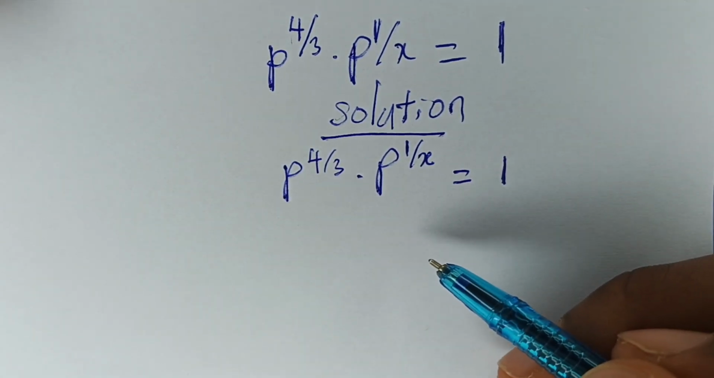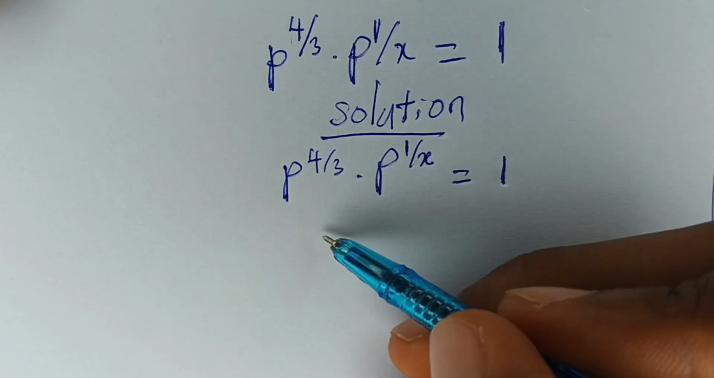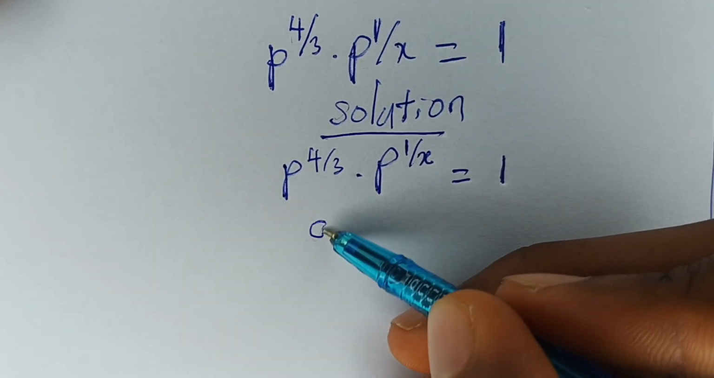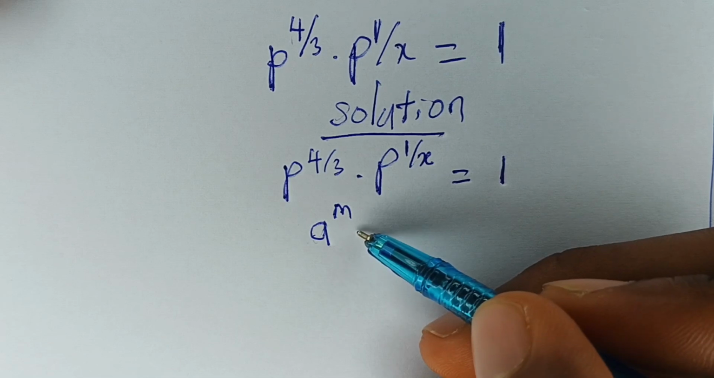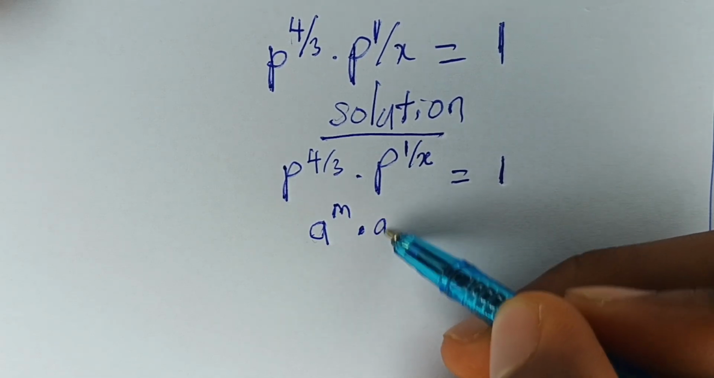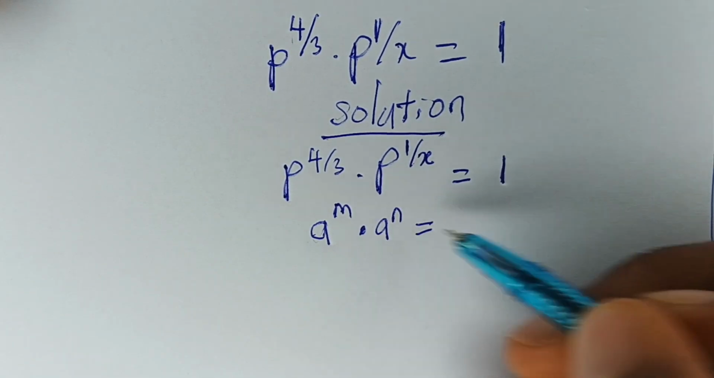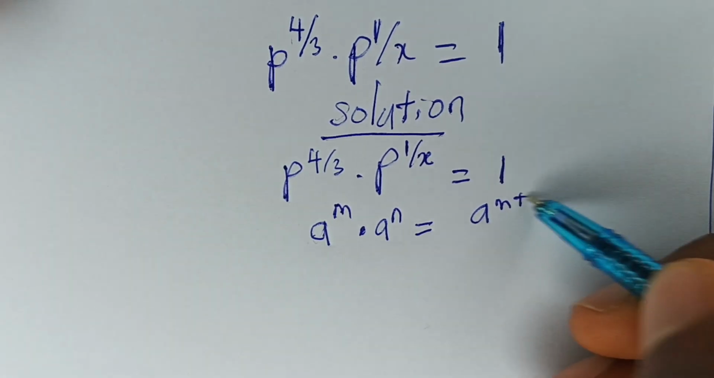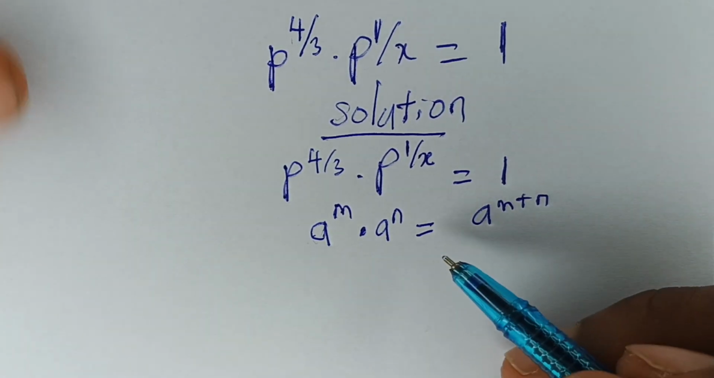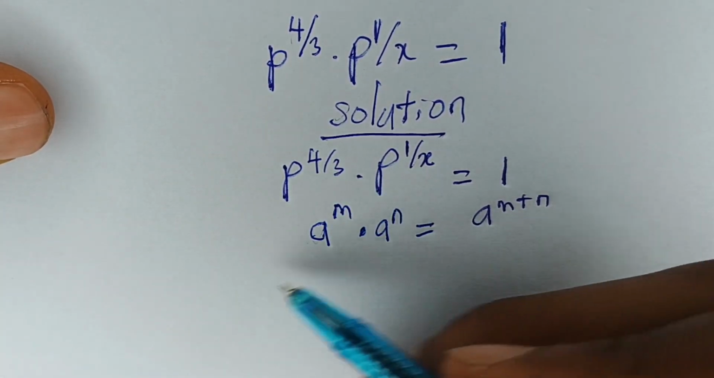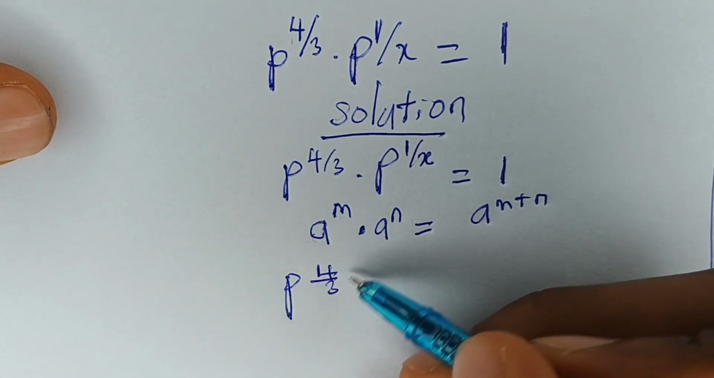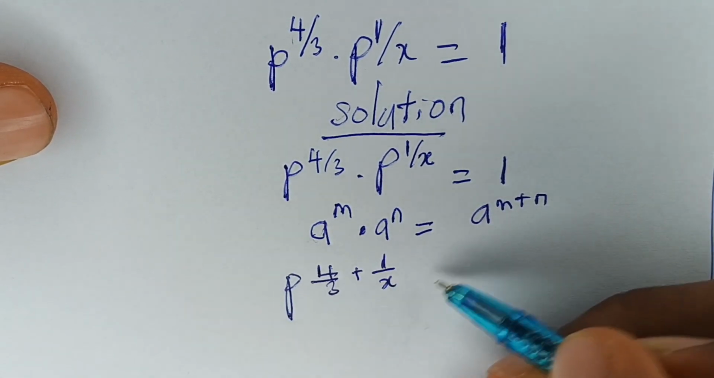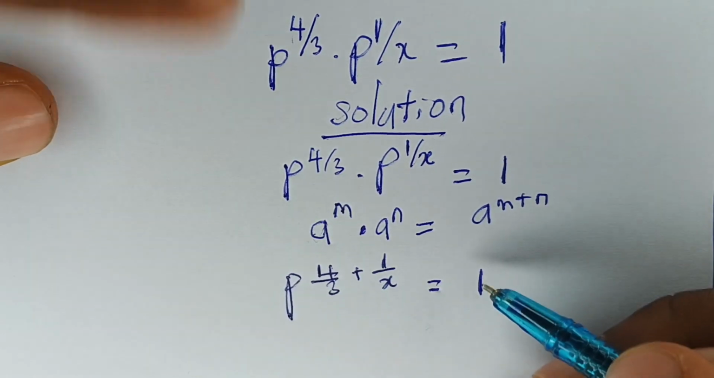Now, recall from the law of indices, the law of multiplication. If we have the same base and we have a raised to the power m, for example, times a raised to the power n, this becomes equal to a raised to the power m plus n. Hence, from here we are going to have p raised to the power 4 over 3 plus 1 over x to be equal to 1.